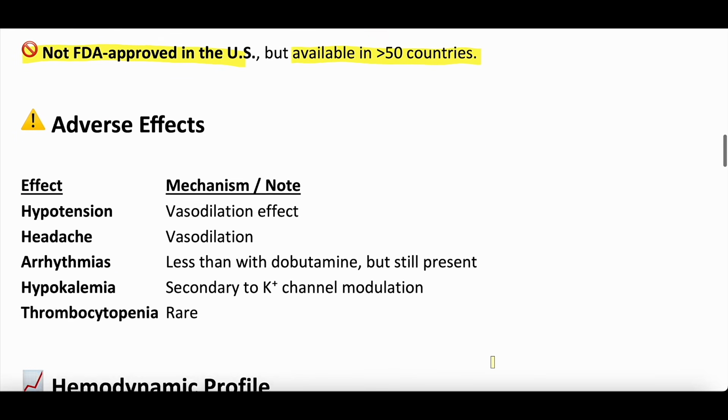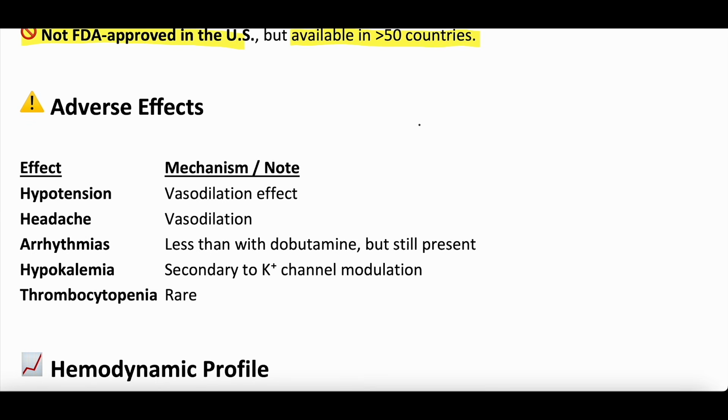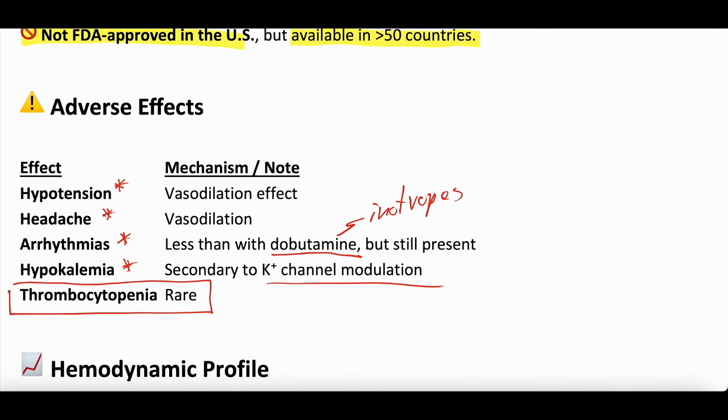All right, adverse effects. Well, we said that it can cause vascular smooth muscle relaxation and vasodilation, which can lead to hypotension. So vasodilation causing hypotension is an adverse effect. It can cause headaches. The vasodilation can sometimes cause these reflexive headaches. It can cause arrhythmias, although less than dobutamine, which is another inotrope that we've talked about in this series. It can cause hypokalemia secondary to that potassium channel modulation. Remember, we said it opens ATP-sensitive potassium channels, both in vascular smooth muscle as well as some mitochondria and cardiac myocytes, and that can lead to hypokalemia. And rarely, it can cause thrombocytopenia or low platelets.